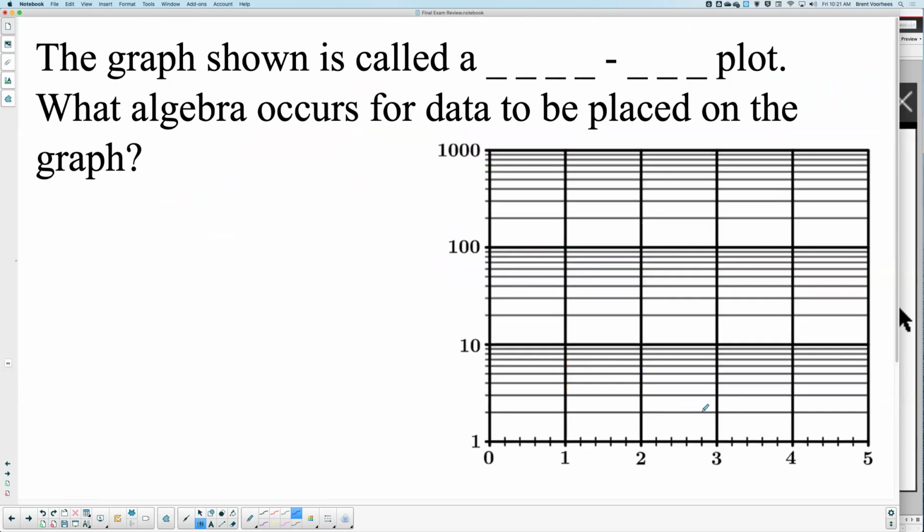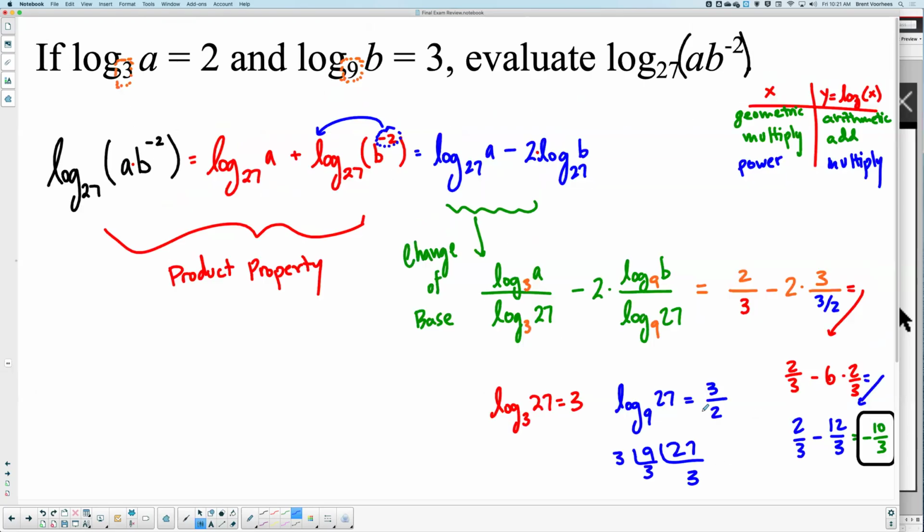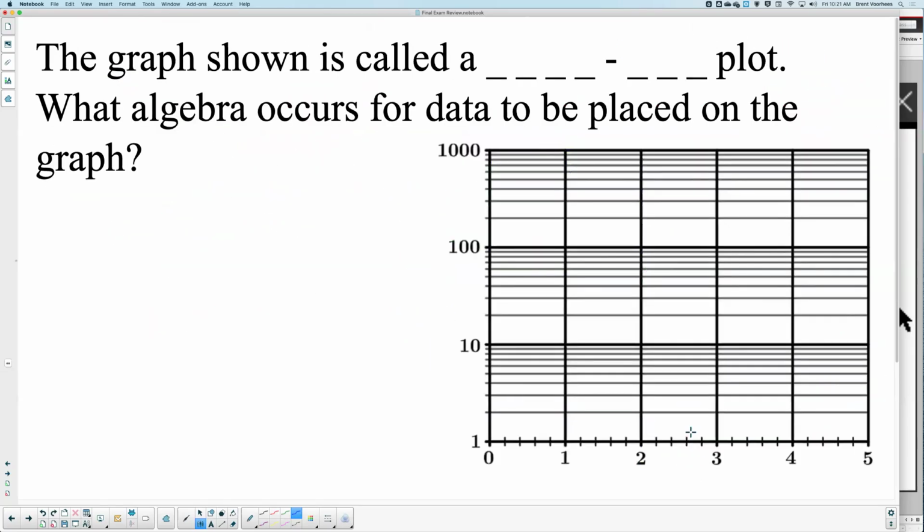All right. Let's switch gears. I don't want to spend too much time on something that's not the majority of what we did. I just want to show you properties, how things work with logs in particular, that you can change the base at any time. All right. When you see a graph that looks like this, what type of plot is that? Do you remember? Semi-log plot. Very good.